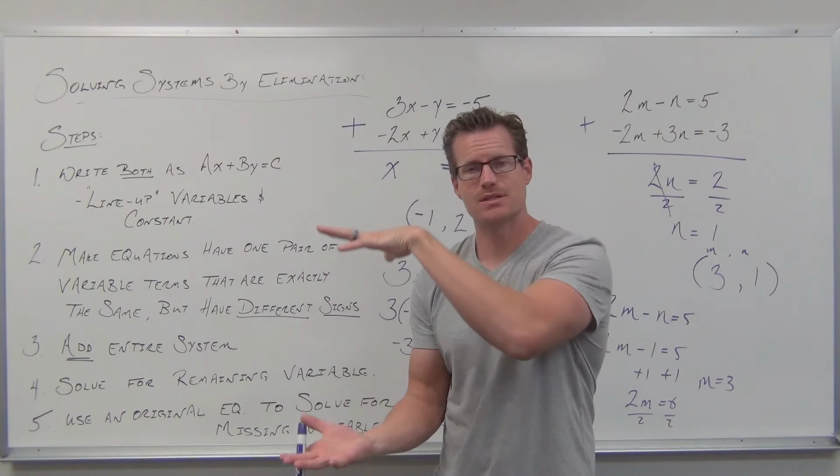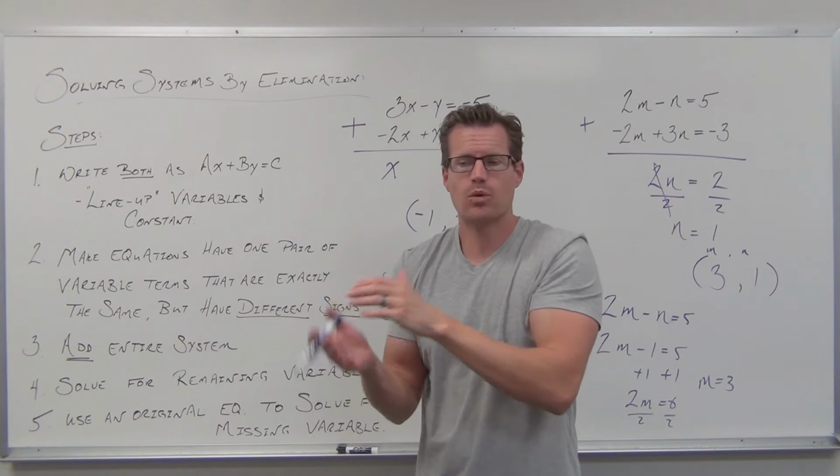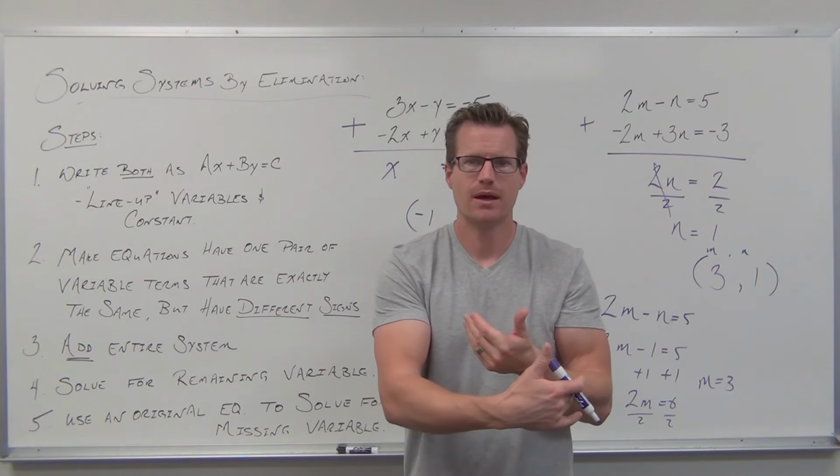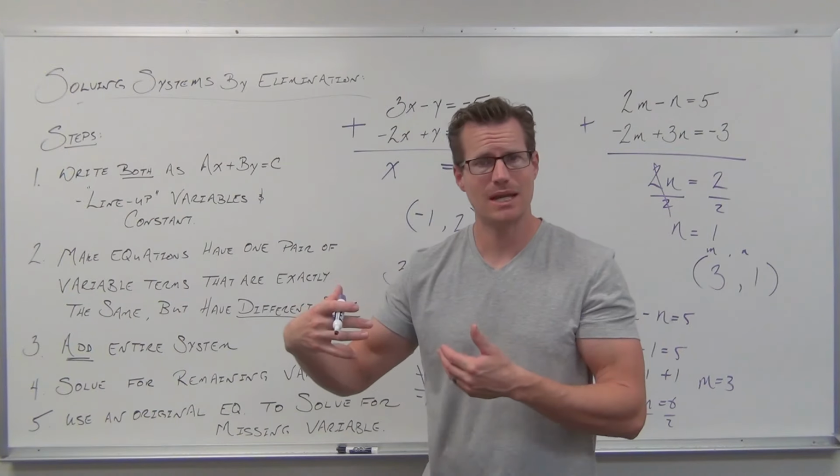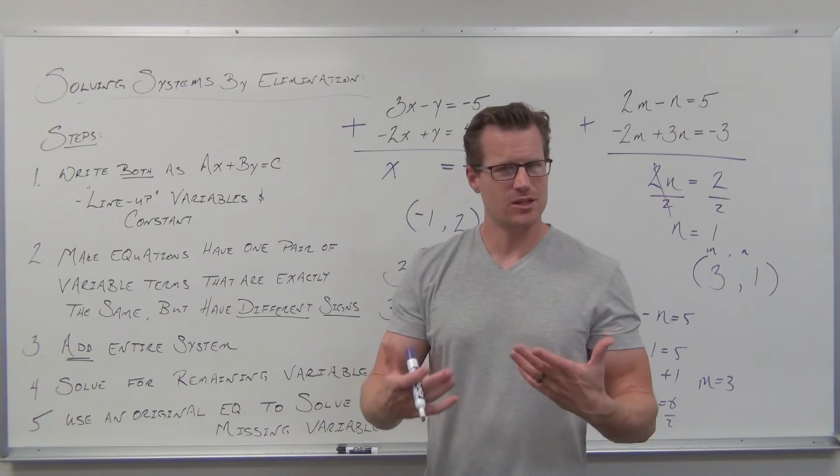That way, when we add the system, those terms disappear. They eliminate. We're left with one variable. We can solve it, and then we can use either equation to solve back for the missing variable. The one that we eliminated is the one that you're going to solve for. That should make some sense.